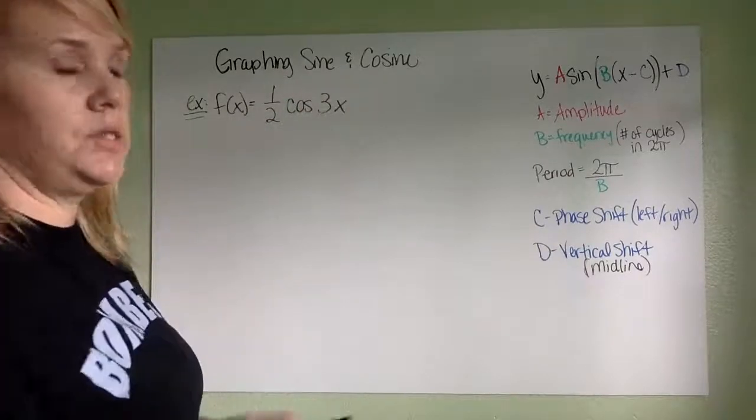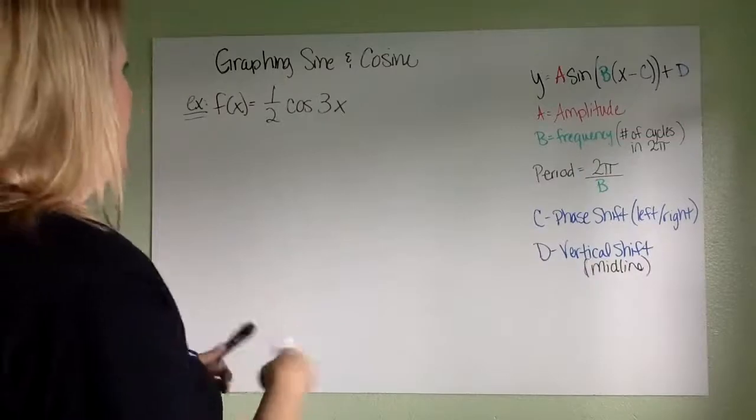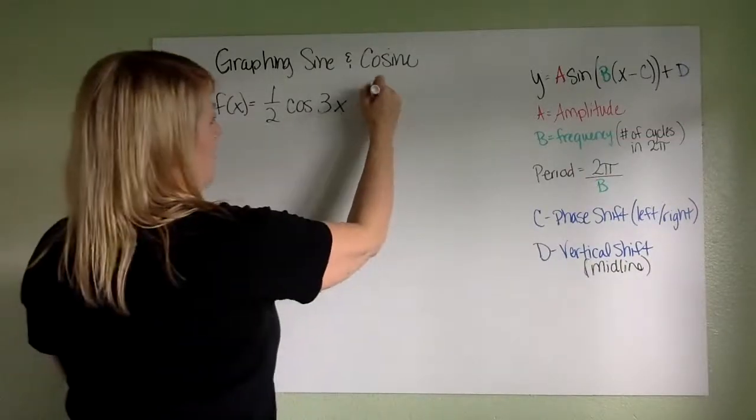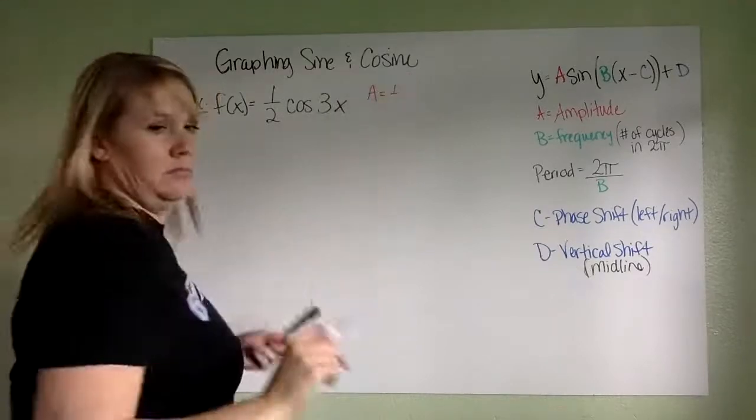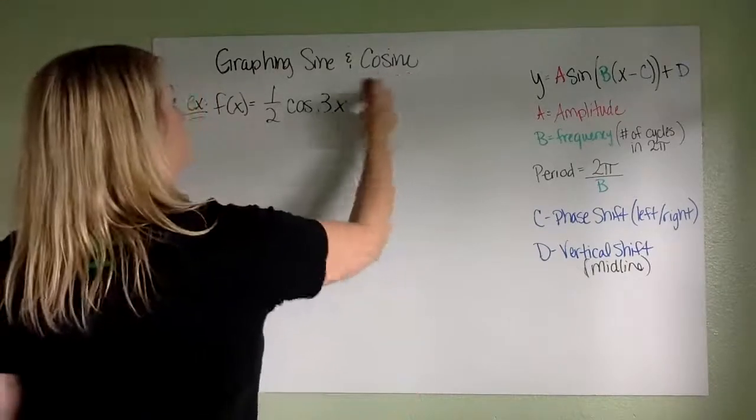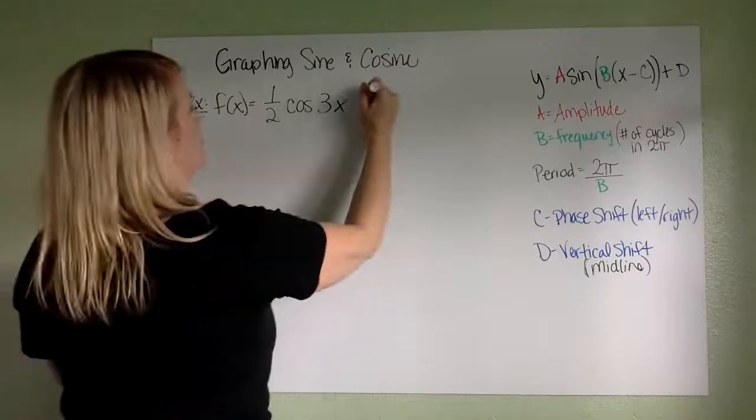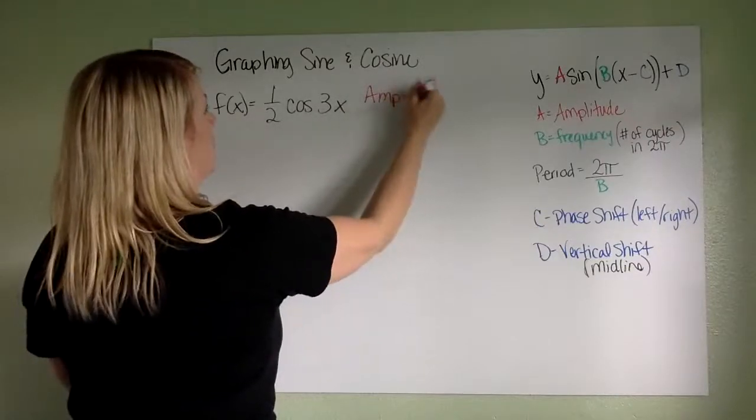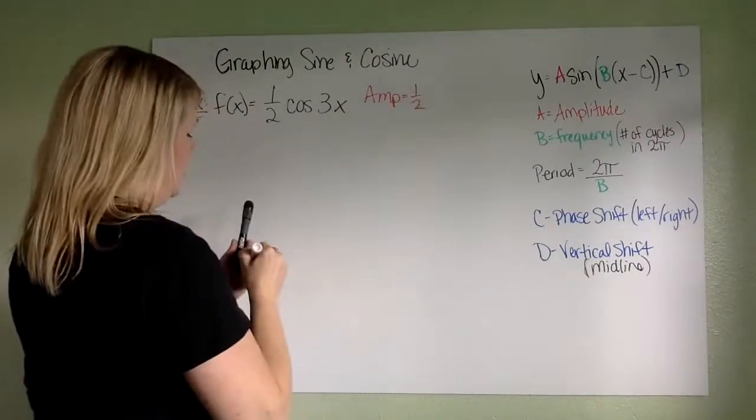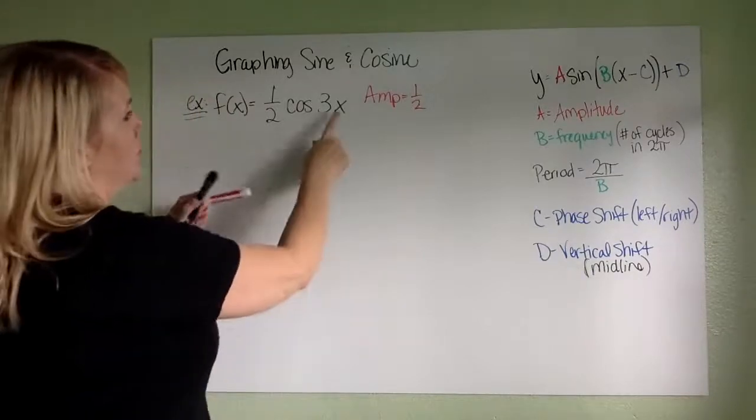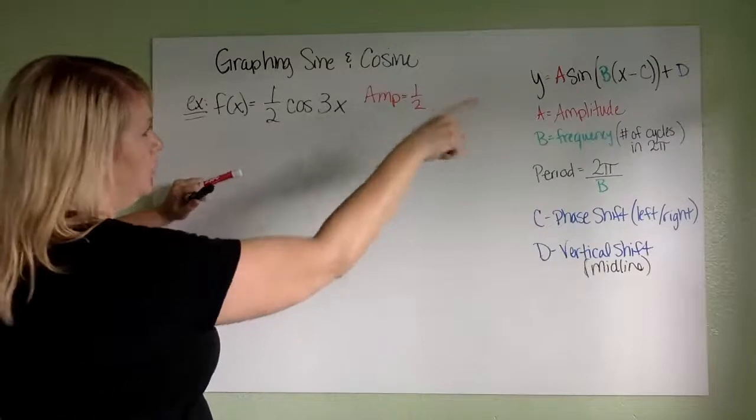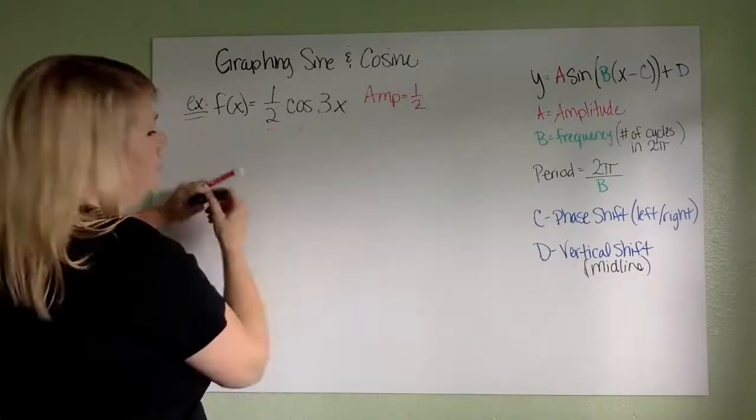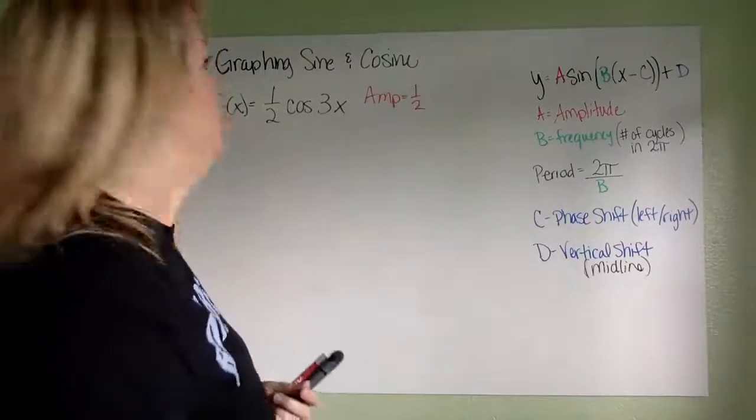Okay, so we'll start by identifying our amplitude. A is our amplitude, it's 1/2. Notice there is no horizontal shift, no phase shift, and no vertical shift. So those two I'm not worried about. I'm only worried about the 1/2 and the 3. The 3 is our B value.